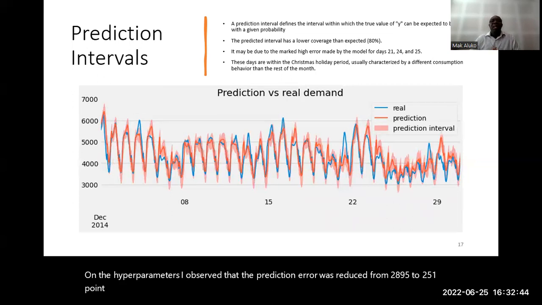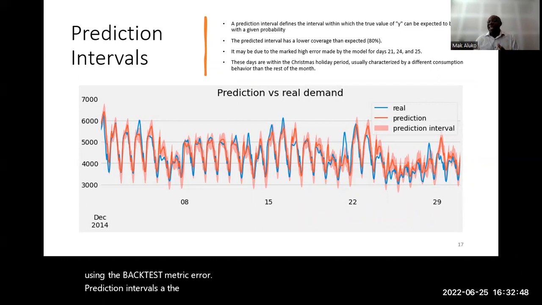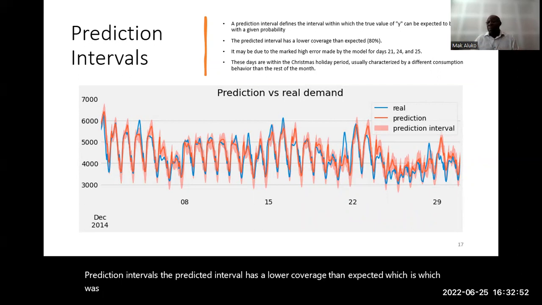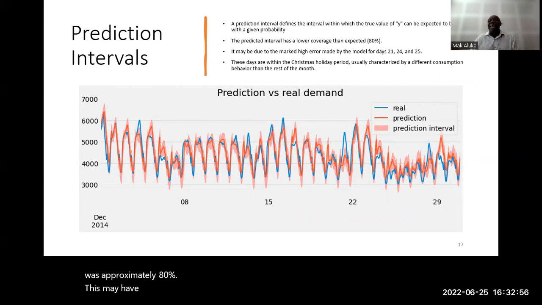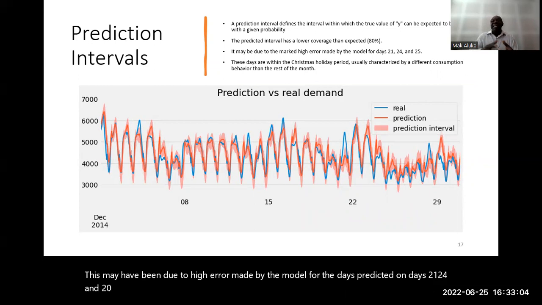Prediction intervals. The predicted interval has a lower coverage than expected, which was approximately 80%. This may have been due to high error made by the model for the days predicted on days 21, 24, and 25. These days are within the Christmas holiday period, usually characterized by a different consumption behavior than the rest of the month.